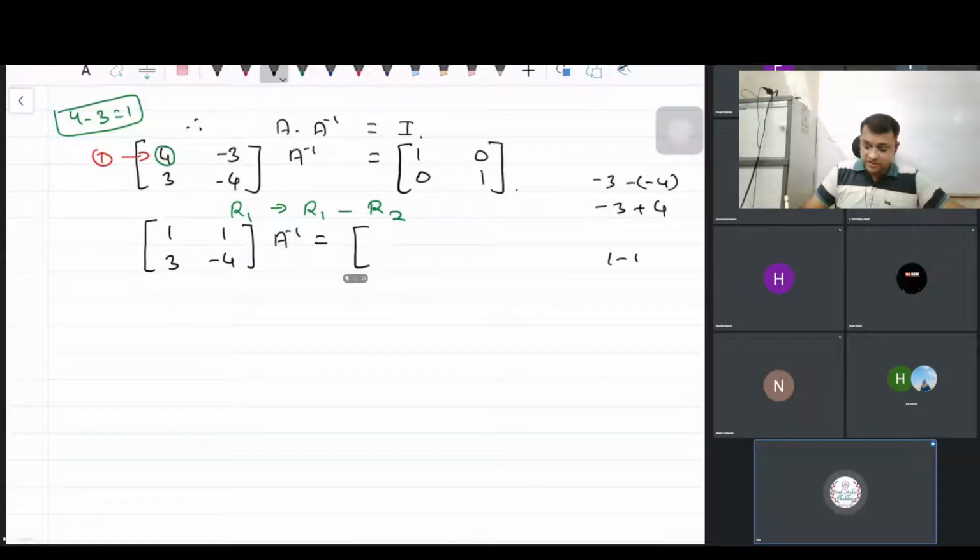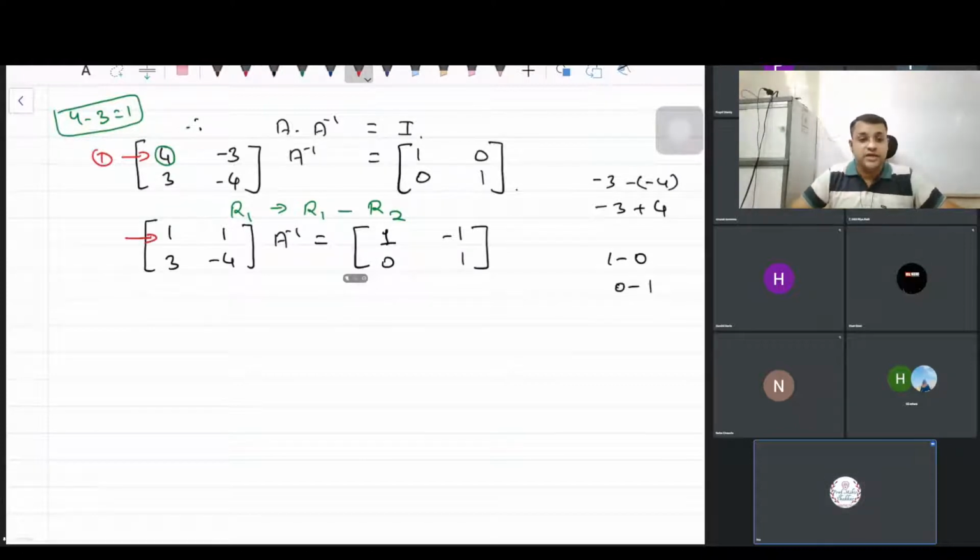Next, 1 minus 0, that is equal to 1. And the last, 0 minus 1, that is equal to minus 1. And the remaining two elements, there is no change over here. So now see, I have avoided the fractions. Still, my first element has been converted into 1. After converting this element into 1, you know the further steps. You have to now convert the element 3 into 0. So guys, in order to do that, you already know what you have to do.